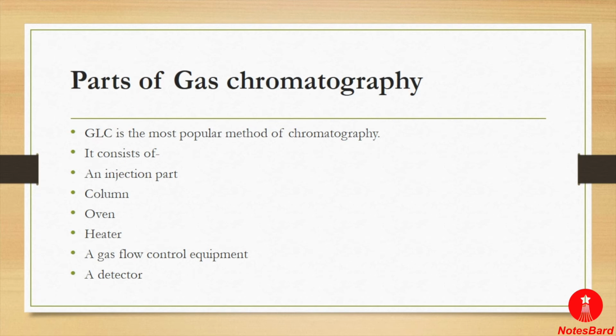The detector is used to detect the separated components, and the flame ionization detector is the most commonly used detector in gas chromatography. This type of detector uses organic molecules which are burned by a flame to get ions and electrons. So these are the instruments used for gas chromatography.